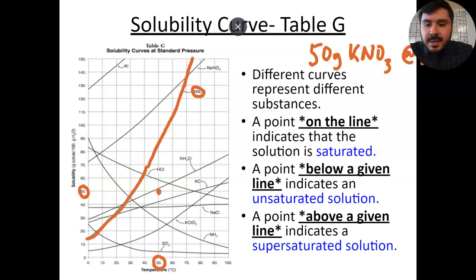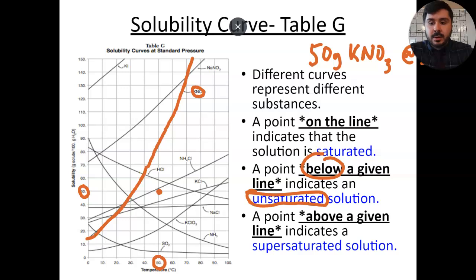Okay, so here's the curve. My dot is very clearly right here, and it's below the line for KNO3. If we're below the line, guys, that means we currently have a solution that is unsaturated, a potassium nitrate solution that is unsaturated. It does not have the maximum amount. So if you plot a point on this graph relative to the curve you're talking about, here the KNO3 curve in orange, if your dot is below the line for your curve, it's an unsaturated solution.